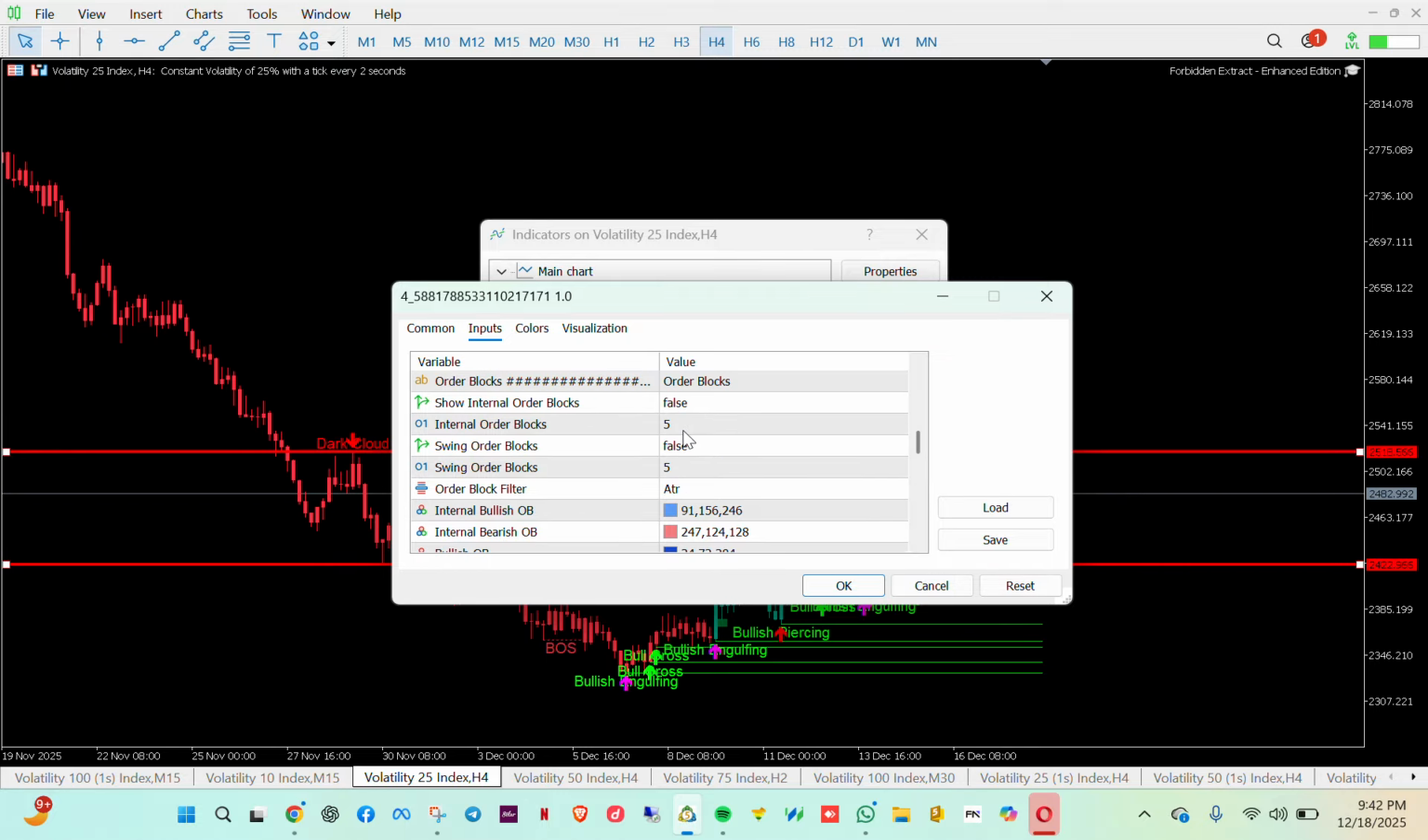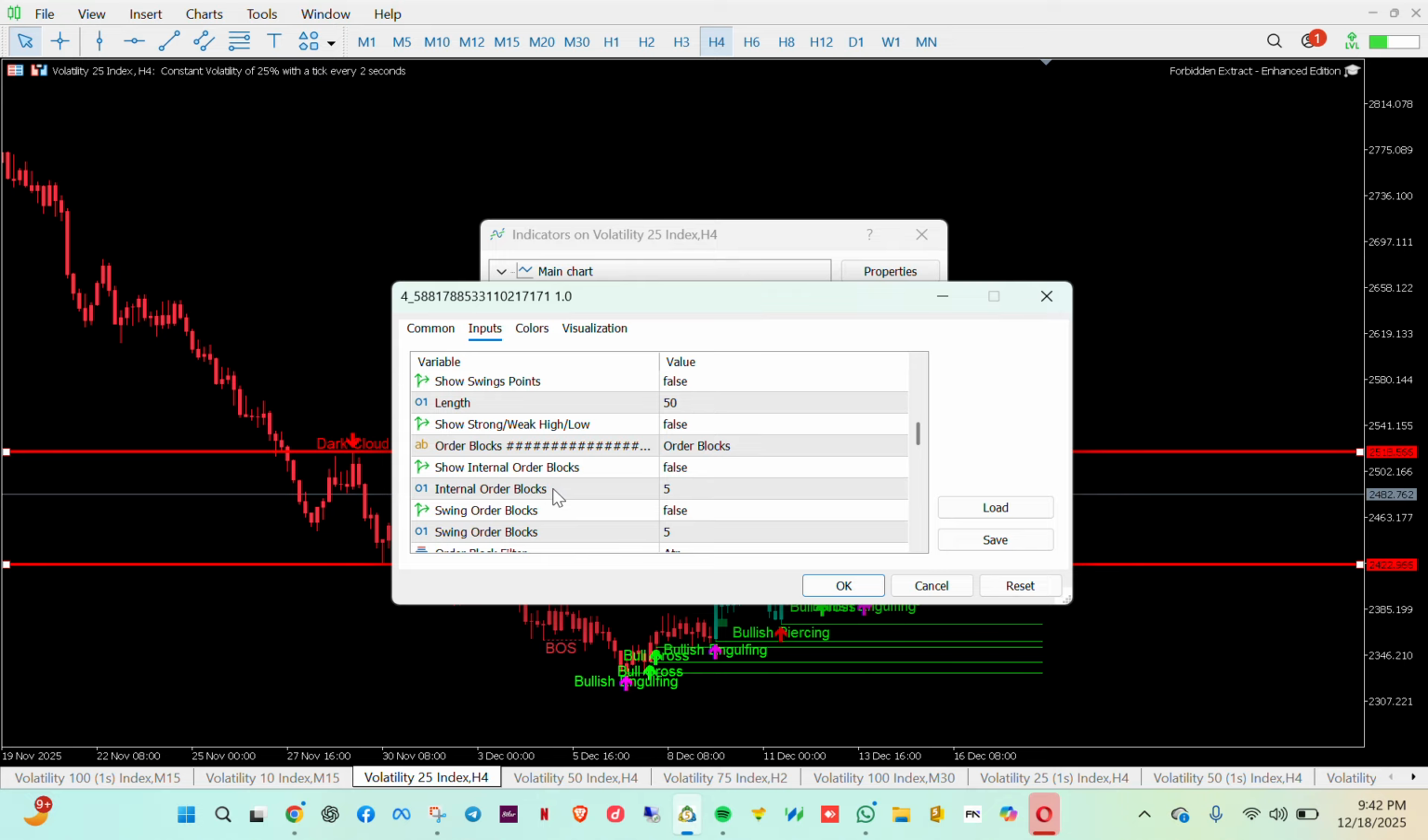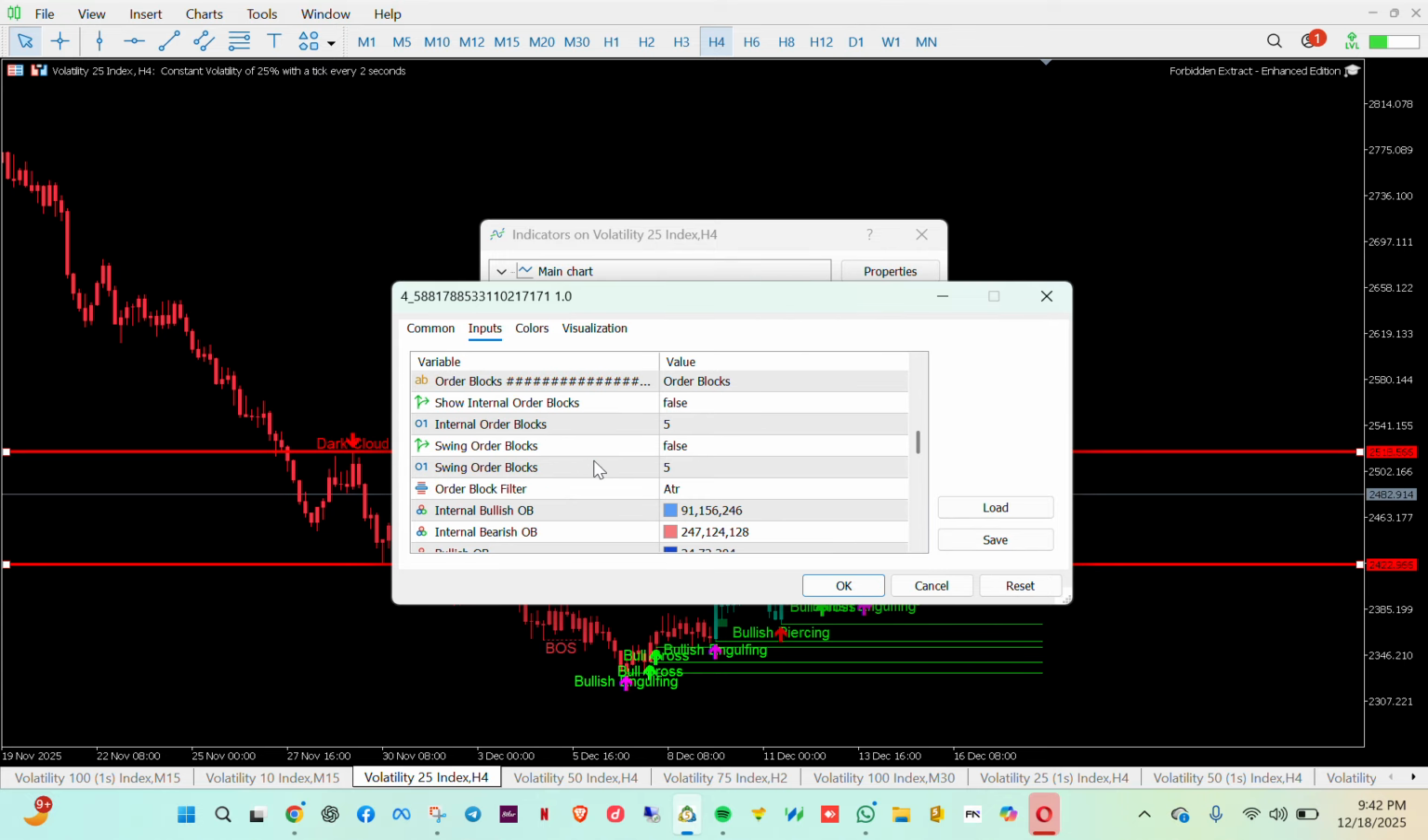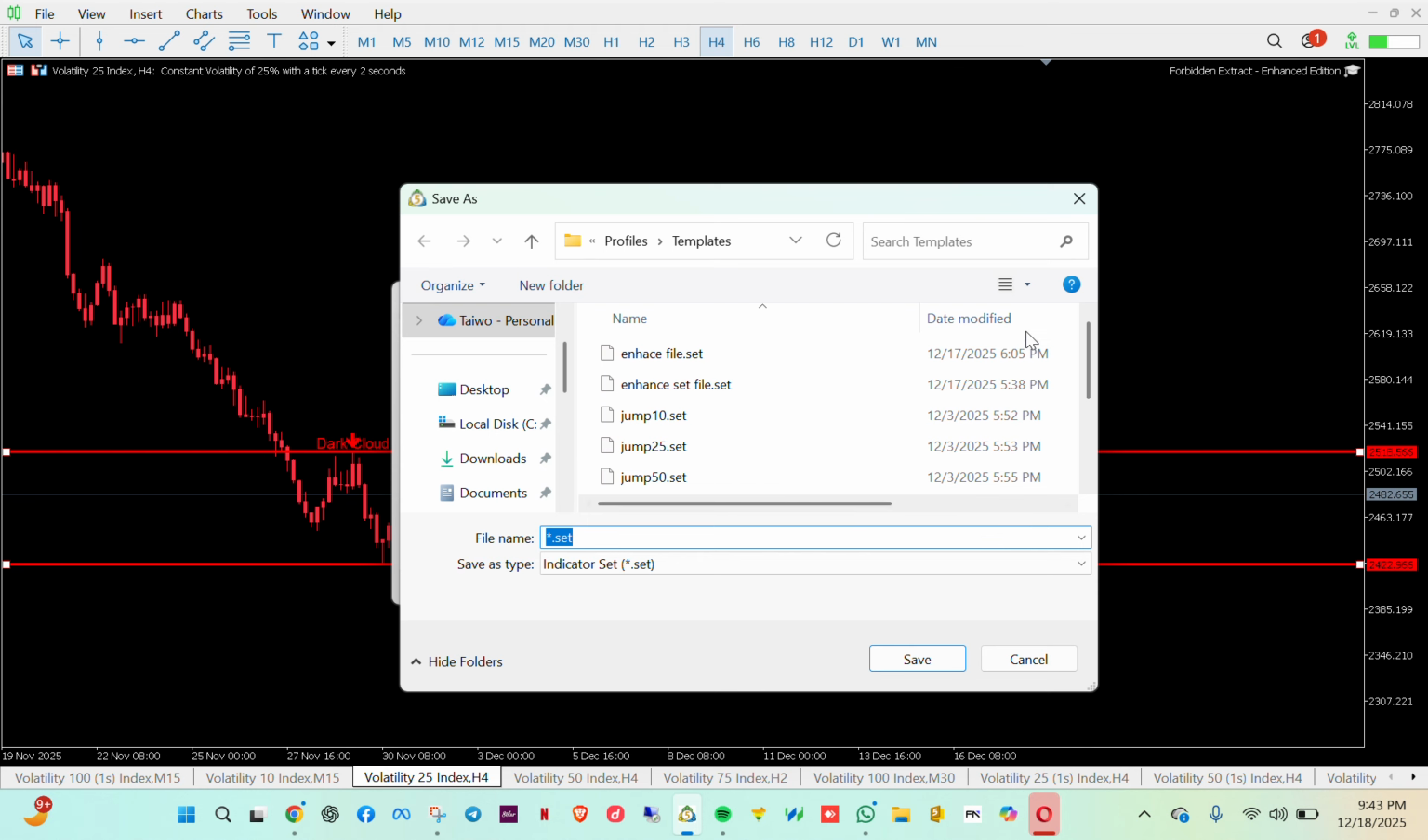Now there is order block. Order blocks are where to identify those demand and supply zones which I told you about. So if I turn it on now, let me just show you the order block, which are swing order blocks. Let me turn it to true. Swing order blocks, I turn it to true. Let me save. Sorry.